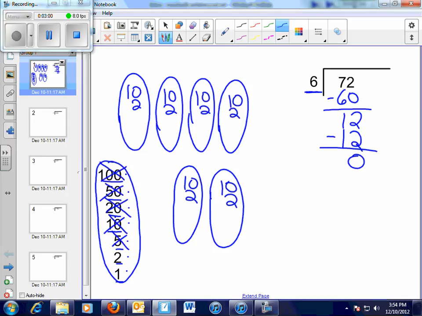What we teach the students is the answer, the quotient, the answer to a division problem, is the sum of the numbers in a single oval. So in this case, it's just simply 10 plus 2, which is 12. Sounds simple enough? Let's move on to a bigger problem.